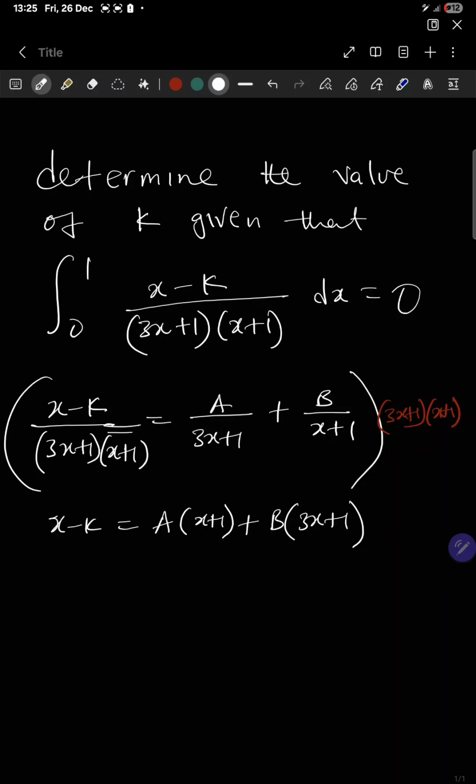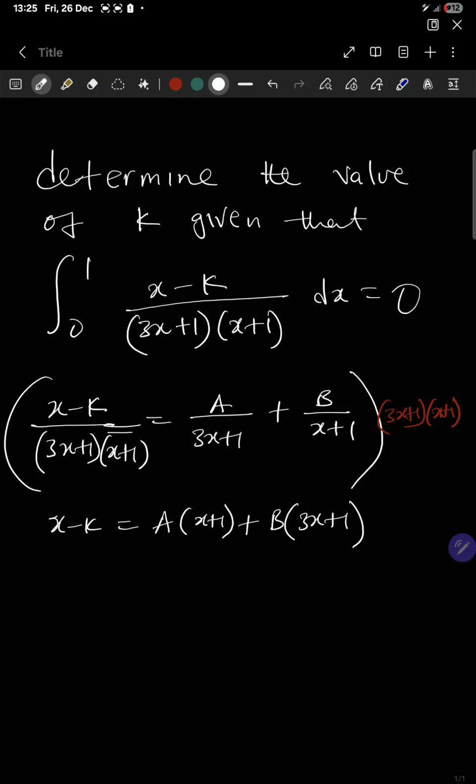Now from here, we are resolving, meaning that we want to get the values of a and b. For instance, if you want to get the value of b here, you need to see how you can cancel the part for a. We can let x be equal to -1, because if x is -1, the part for a is going to cancel and you only remain with the part for b.